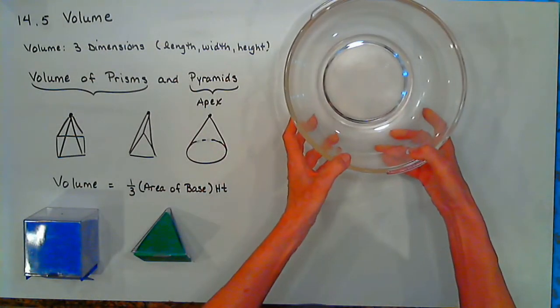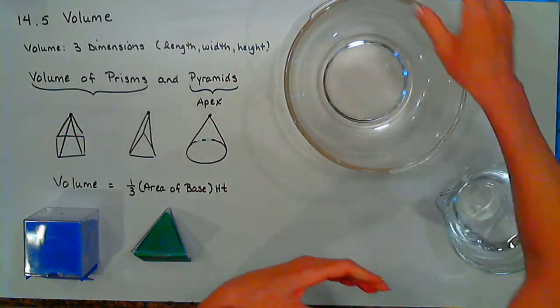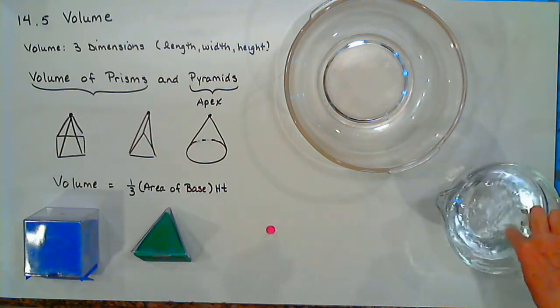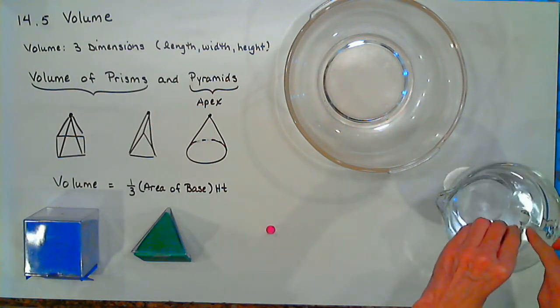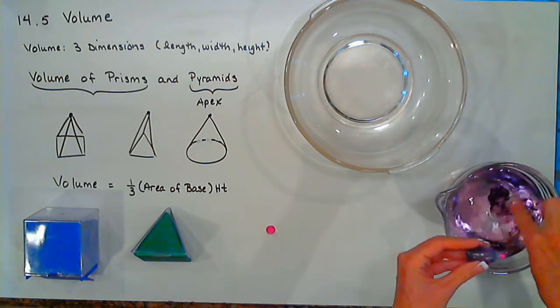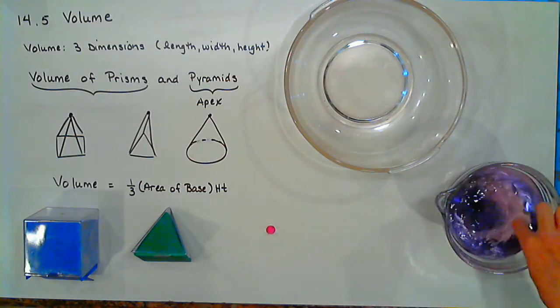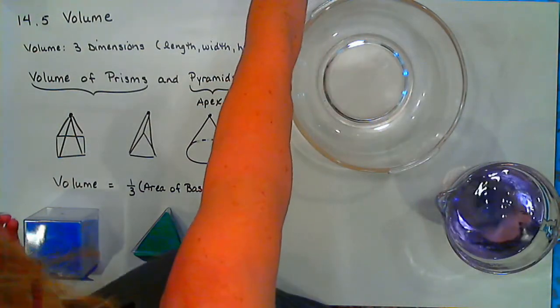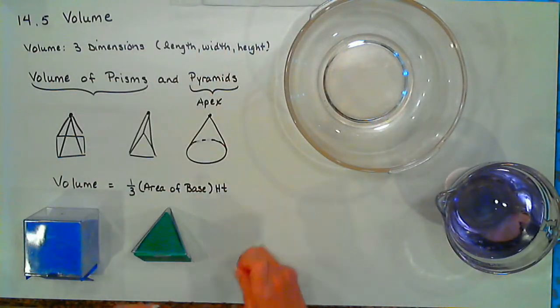So what I'm going to do is actually grab some water and take this water and color it so that it's easier to see. Okay. We just made that purple. That's pretty well mixed up.